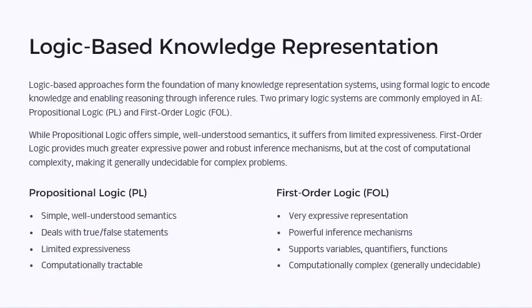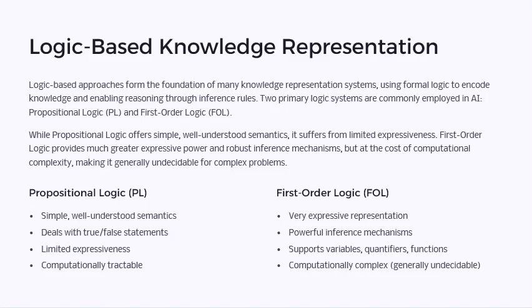What's it good for? Its strength is that simplicity. The semantics are crystal clear, well understood. And inference, like using rules like modus ponens, if A implies B and A is true, then B must be true, is sound and complete within its limits. So good for simple, definite rules, like basic business policies, maybe. Yeah, exactly. Simple rules where things are clear-cut.